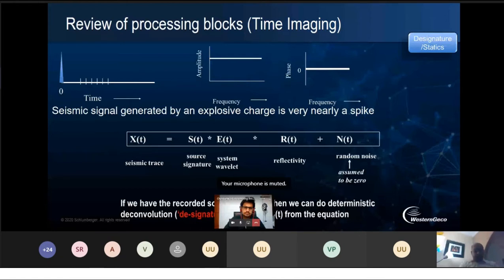Let me try to bring my cursor and the laser pointer. Yeah, reflectivity.